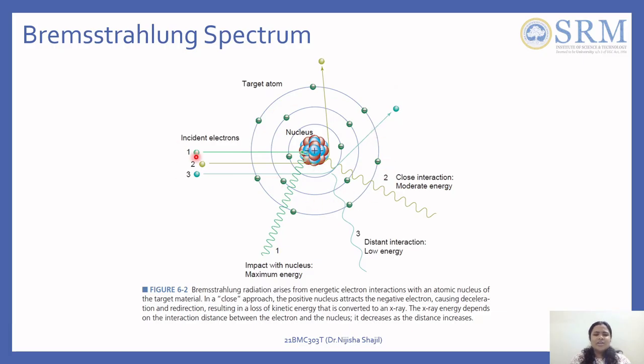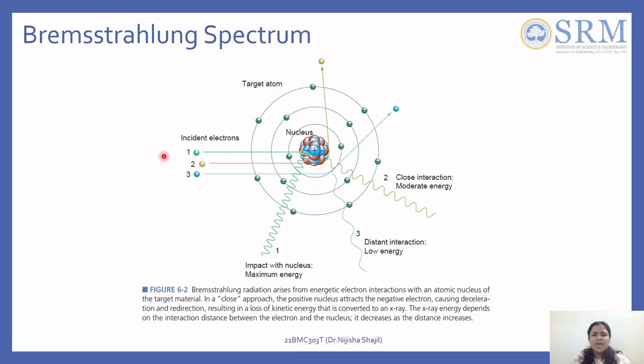Now let us see the first condition. This is an electron. This electron is coming very fast. If it goes and hits your nucleus directly, there are two possibilities it can go.